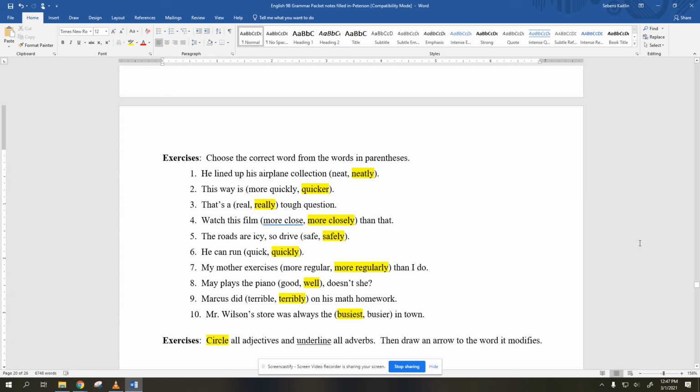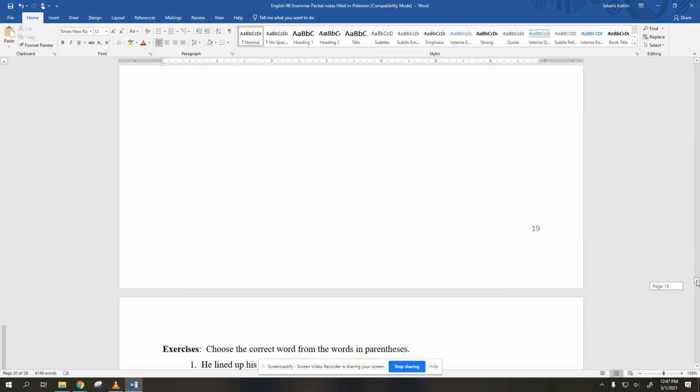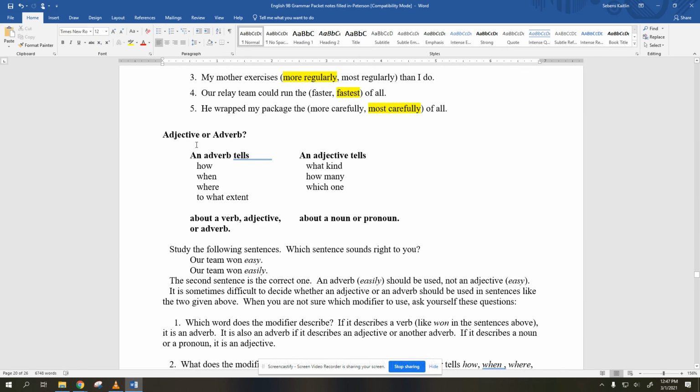All right, last exercise. Circle all of the adjectives and underline all of the adverbs. Then draw an arrow to the word it modifies. Again, if you need to, turn back to the page where it tells you what you're looking for. When you're done, go ahead and unpause the video and take a look at the key.